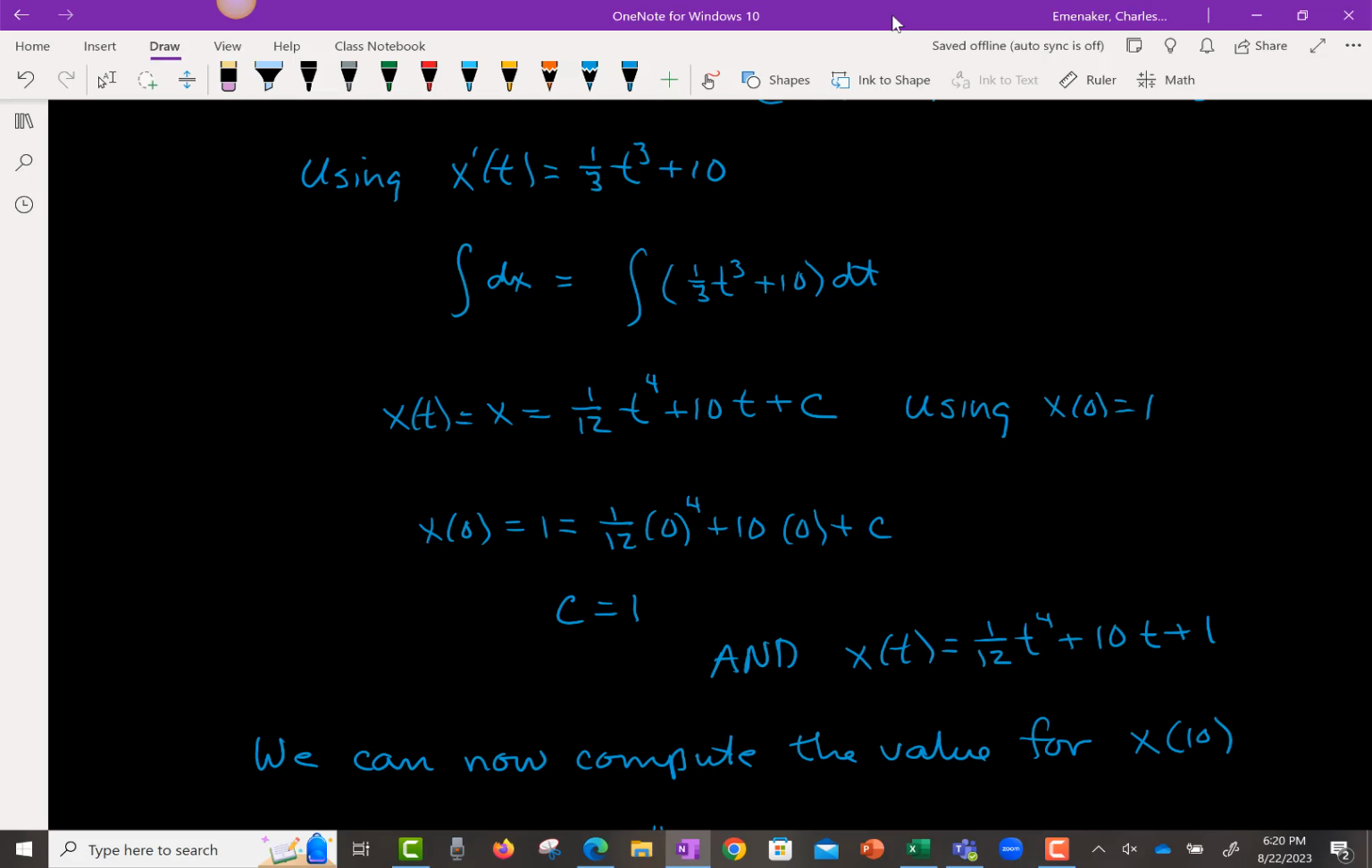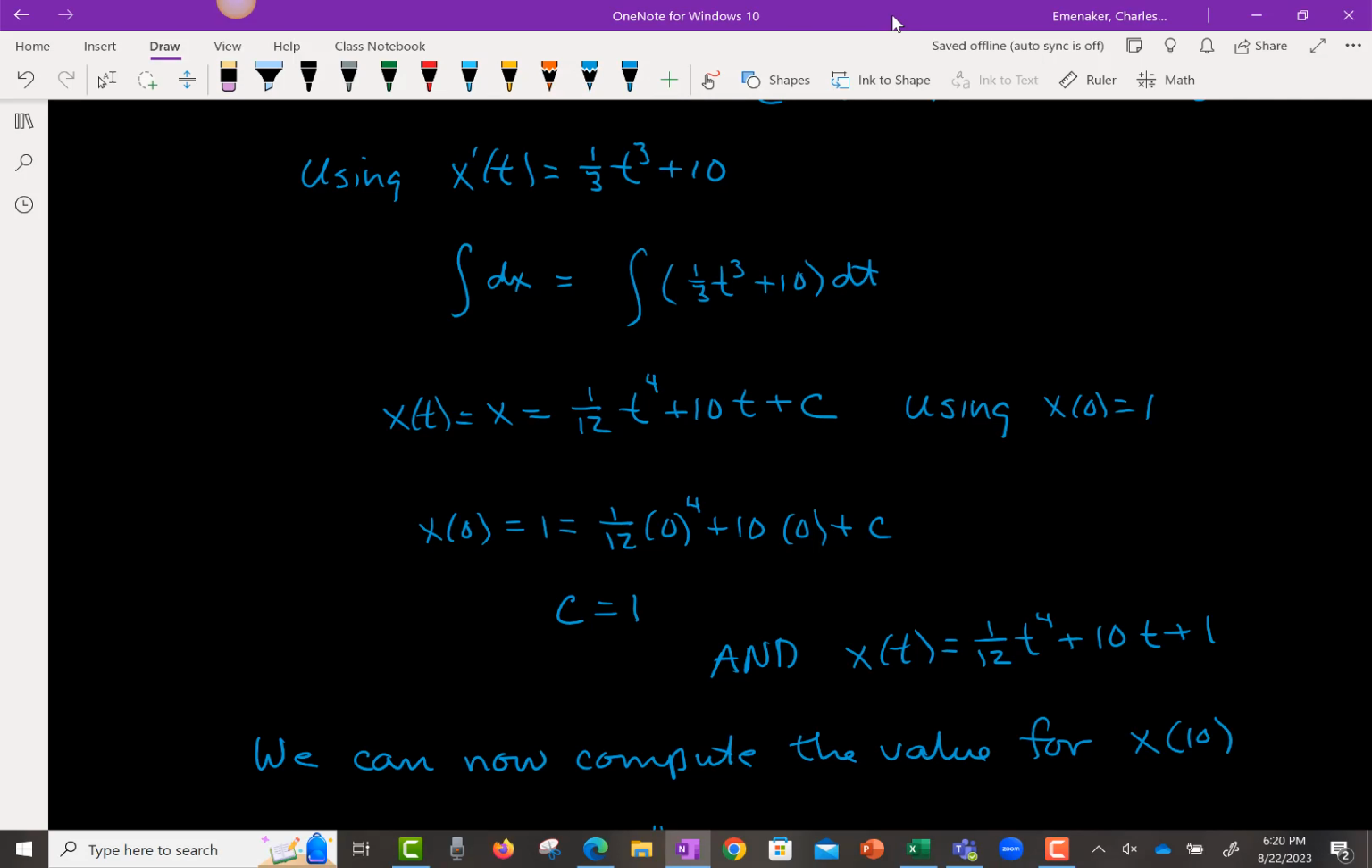As before, I need to be careful to pick up the correct initial condition. The initial condition in this case is that x at 0 equals 1. This means something in the physical realm. This means that at time 0, this object is 1 foot, 1 meter, whatever the unit is, it's 1 unit away from the starting position at the start. Okay, so maybe it gets a head start or something like that.